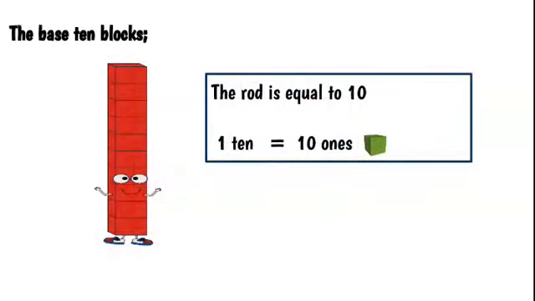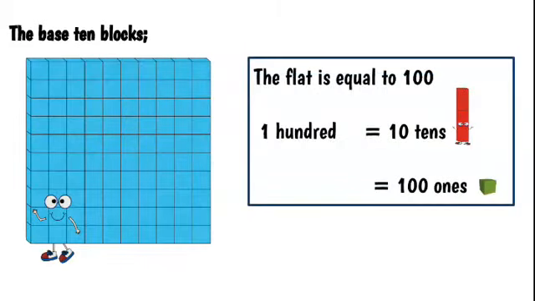So, the base 10 blocks review again. The rod is equal to 10. So 1 ten, as we saw, was made up of 10 ones. The flat is equal to 100. So the 100 block is made up of 10 tens.